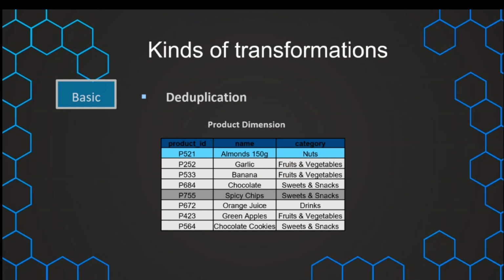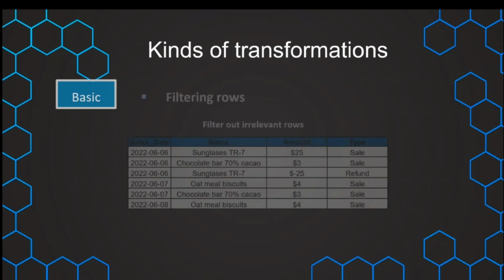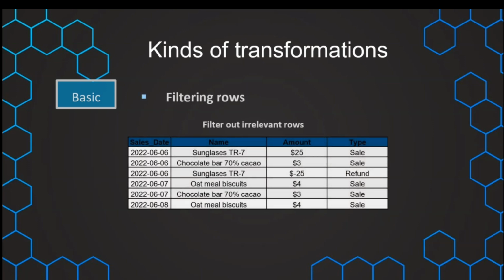So we just take the distinct values of this dimension after we have put them in one table together. Another type of transformation is filtering rows. In a way, it's similar to deduplication, because in deduplication we basically just remove the duplicates, but now we want to remove other values that are also not relevant to us.